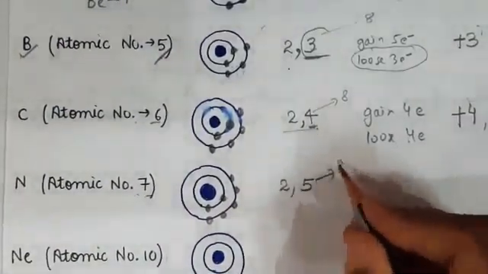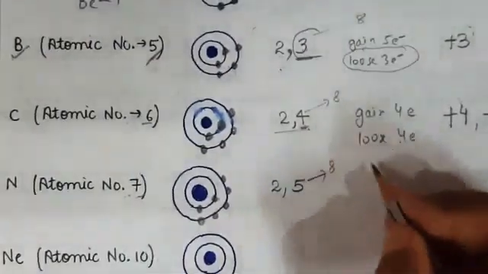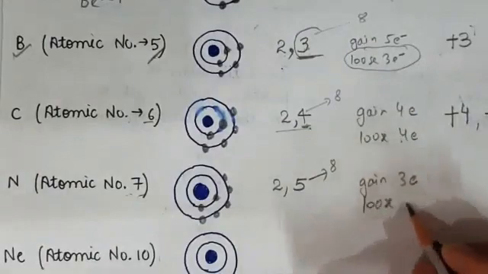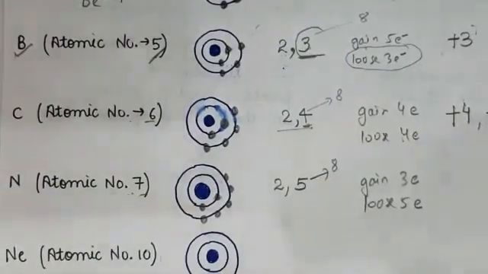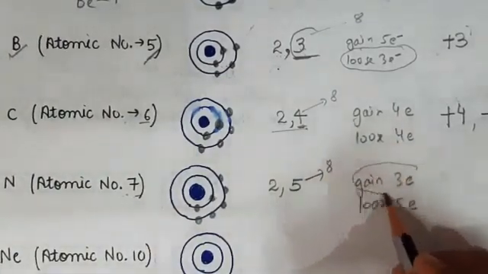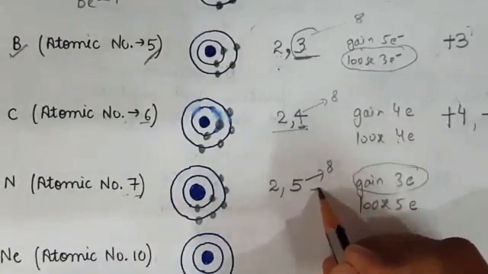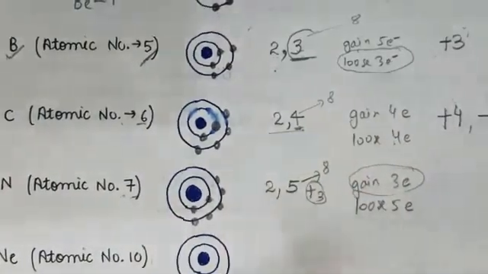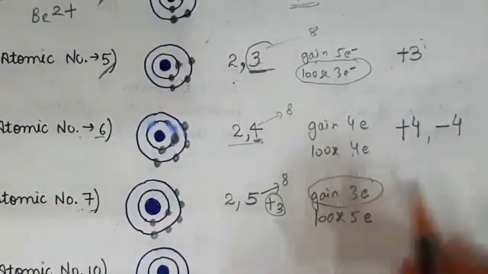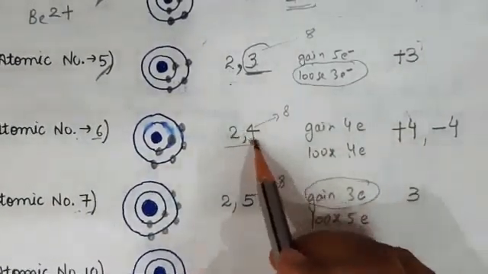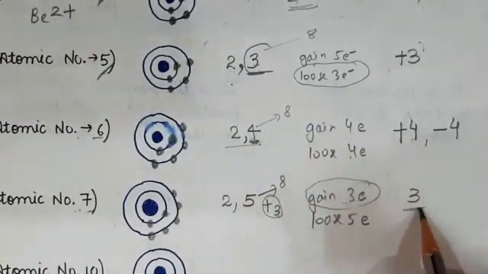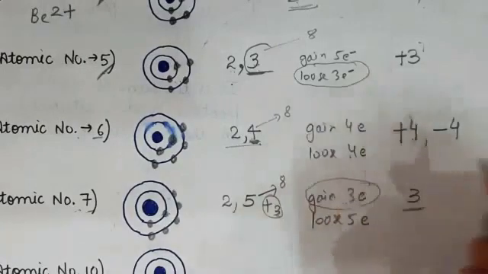To make this 8, what can be done? Either it can gain 3 electrons or it can lose these 5 electrons. So what is easy? Gaining or losing? Gaining 3 electrons is easy. So this time it will gain 3 electrons. So what is the valency? How many electrons are they gaining? It is 3. In the previous case, they were losing 4, so valency 4. In this case, it is gaining 3, so valency 3. And gaining, the sign will be negative.